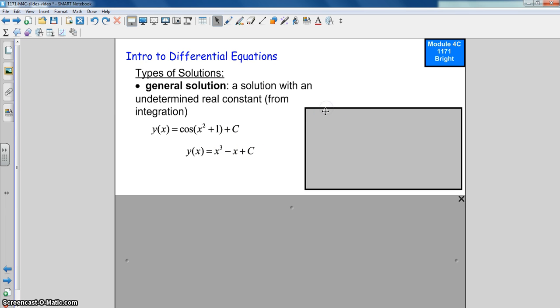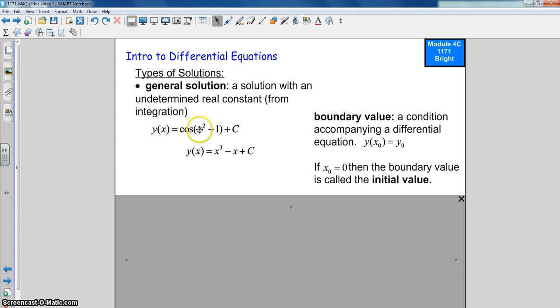Now, the other type is going to be called a particular solution. But before we get there, we need to introduce one bit of terminology. A boundary value is a condition accompanying a differential equation. So it'll often appear as y of some value, which is your x value, is equal to a y value. Okay. So we call it a boundary value, but if that boundary value has an x value or an independent variable value that is 0, then we call that an initial value. Okay, so just a little change in terminology there.